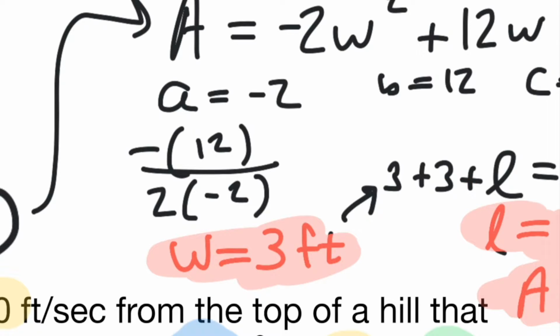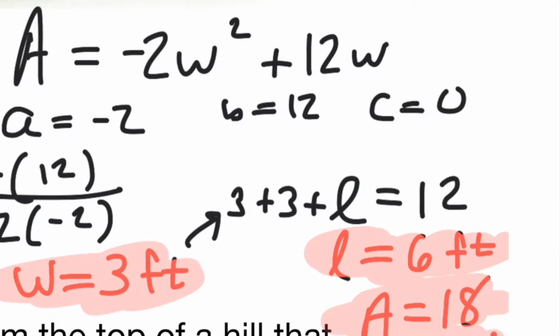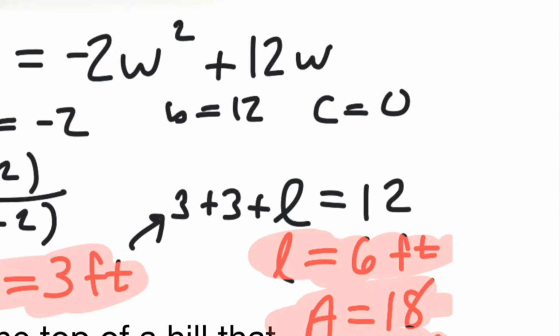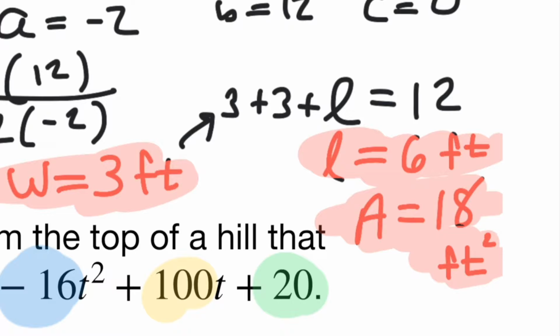Plug that in to our equation that has W and L, I can figure out that the length is going to be 6 feet. So 3 feet times 6 feet is going to be 18 feet squared when you're trying to find the area. And we can verify that graphically.